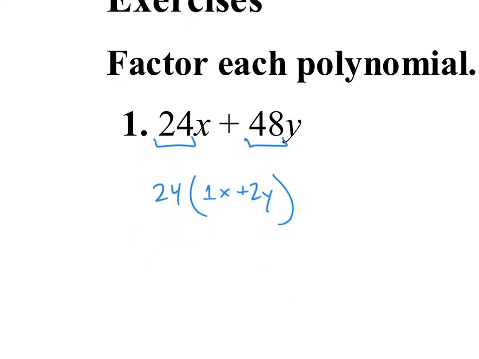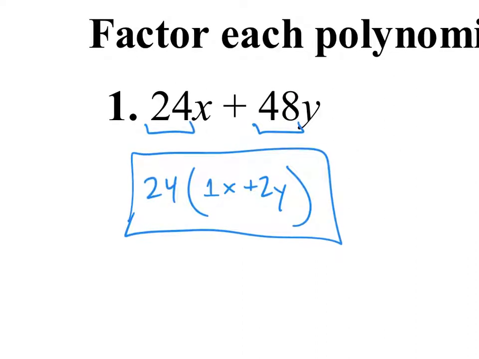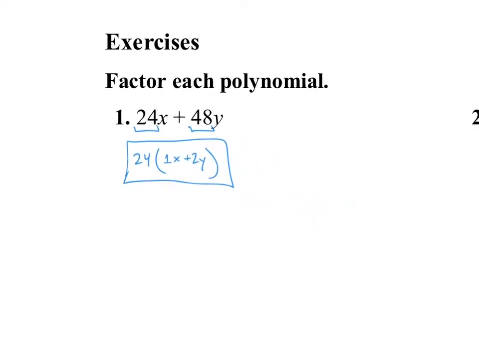And then we'll check and see, are there any variables that I can pull out of both? And there is not. One of them has an x and one of them has a y, but in order to pull something out, to do the opposite of the distributive property, they both have to have the term. So that's why that one is complete.